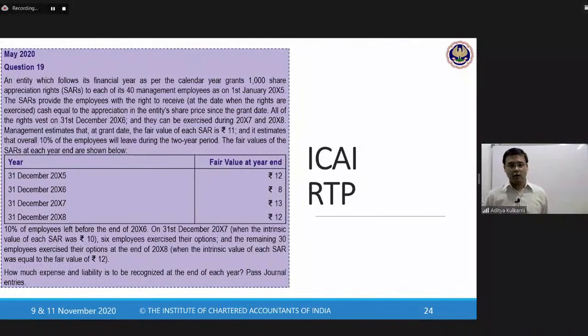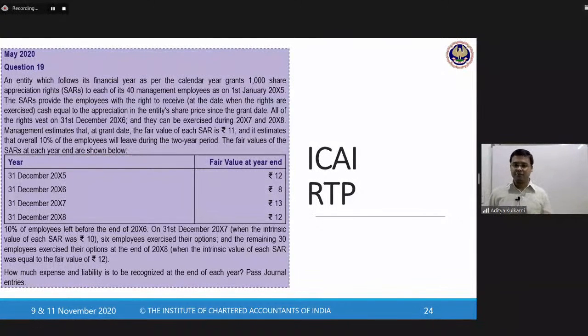Now, let us come to the problem again. Here there is a vesting period of 2 years, so you will be doing a proportionate vesting. Management estimates that at the grant date, the fair value of each SAR is rupees 11. This will be the total expense that you think at the beginning. That expense has to be divided, 1 by 2 for the first year, 2 by 2 for the second year. It estimates that overall 10% of employees will leave during the 2-year period. The fair values of the SARs at each year end are shown below.